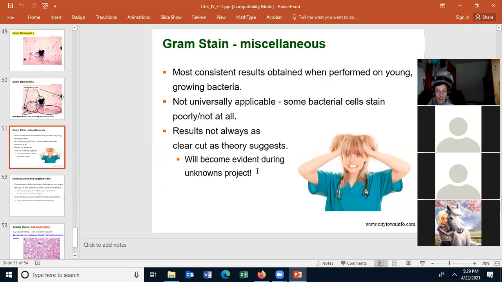Okay, and it's mainly the decolorizing step that's tricky, and that is you have to decolorize for the right amount of time. You can't over decolorize, you can't under decolorize. And the other thing is, make sure you're staining freshly grown cells.